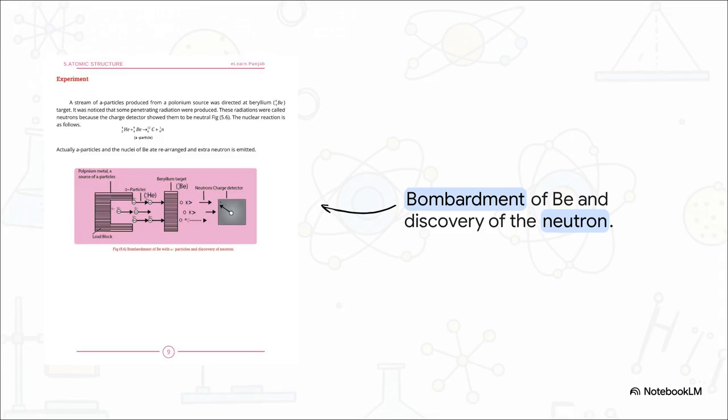By directing a stream of alpha particles, these tiny positively charged packets of energy, onto a beryllium target, a highly penetrating, completely neutral radiation was produced. These were neutrons, particles with zero charge but with actual mass.